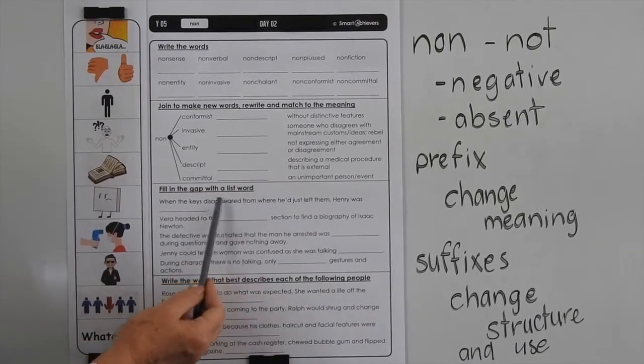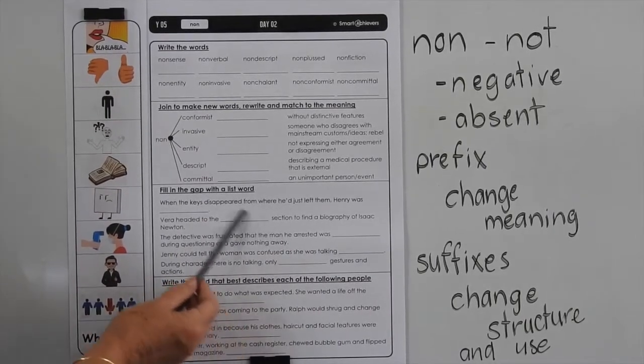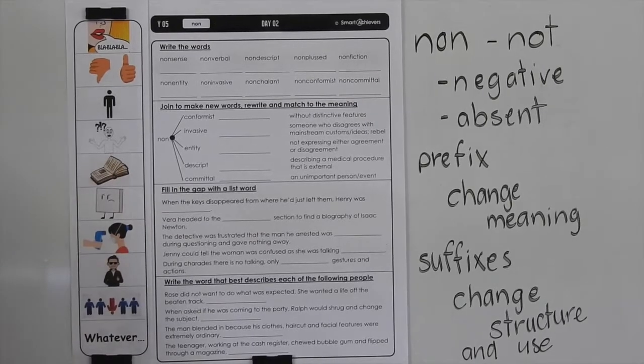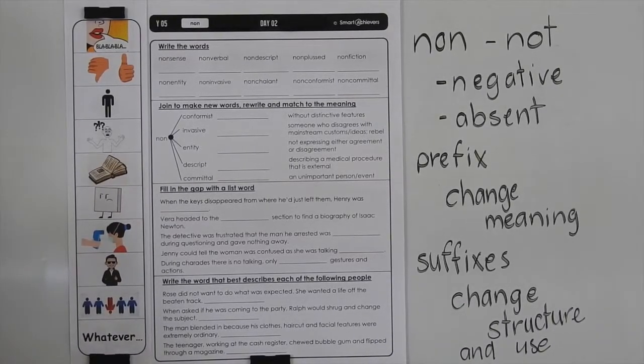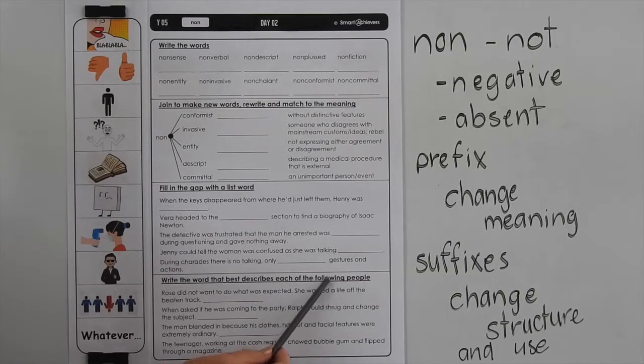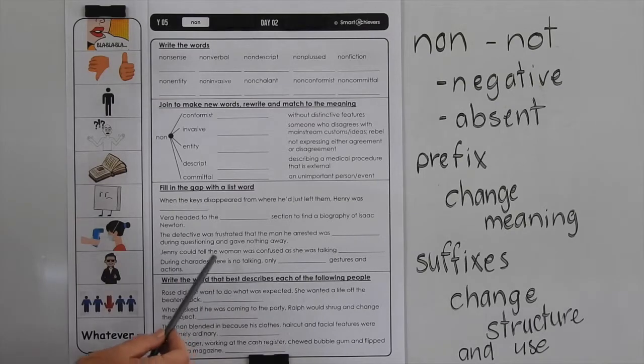Fill in the gap with a list word. So this is to just make sure you know the meanings of these words above. No point learning to spell a word when you don't know the meaning or how to apply it in a sentence. So write the word that best describes each of the following people. I've given you some descriptions here. You have to work out which of these words best describes the characters that we've discussed.